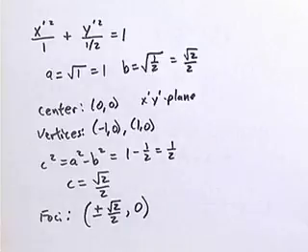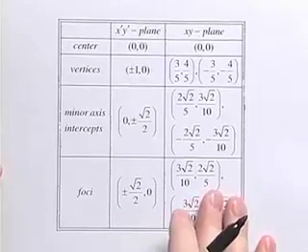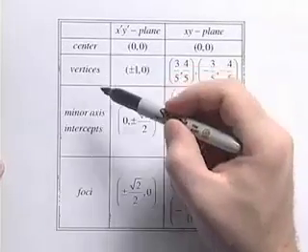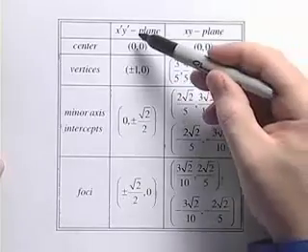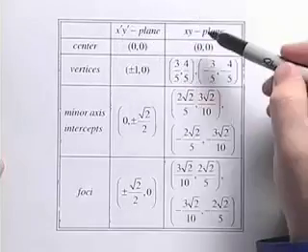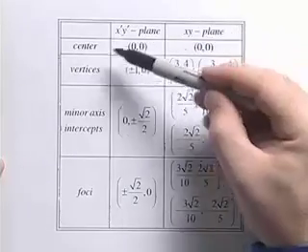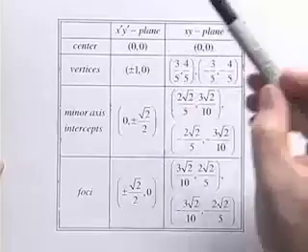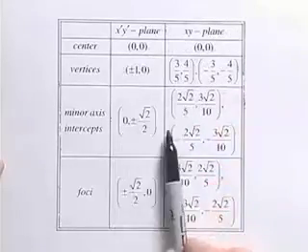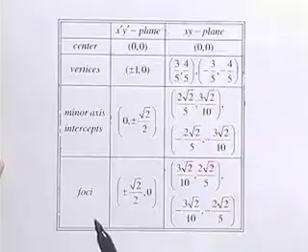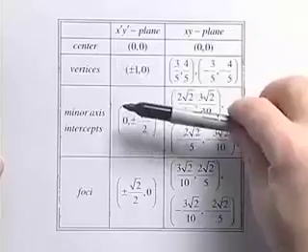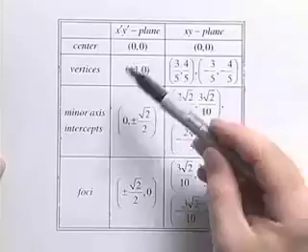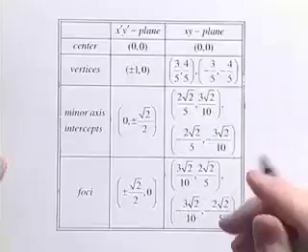And we can summarize all the information that we've obtained at this point in a table. Here we have the center, vertices, minor axis intercepts, and the foci. We've got our x prime, y prime plane, and then the xy plane. So our center is at 0, 0 in both cases. You can see how the vertices are different, the intercepts are different, and the foci are different. We've rotated from the xy plane to the x prime, y prime plane. We're going to go ahead and use this information to sketch a graph now.